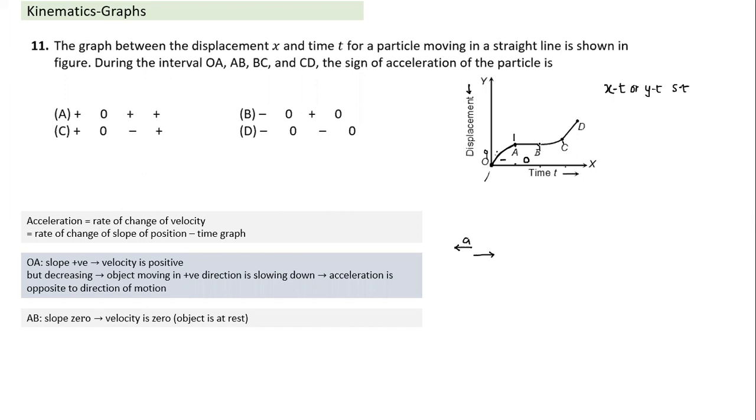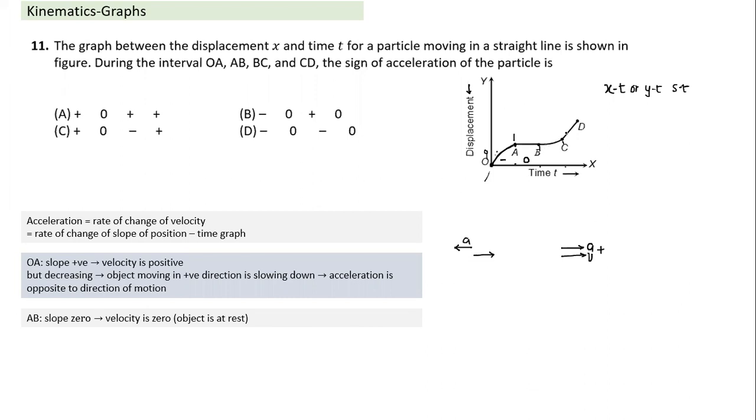From here, initially the slope is 0, slope is increasing. Slope is positive and increasing. What is slope positive and increasing? I replace the word slope with velocity. Velocity is positive and increasing. So I mark the velocity like this and increasing. It means acceleration also in the same direction. From B to C, acceleration is positive.